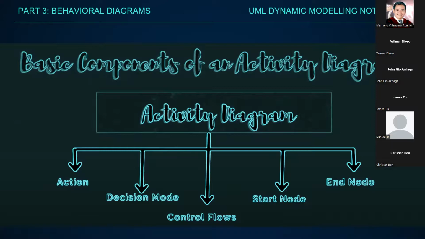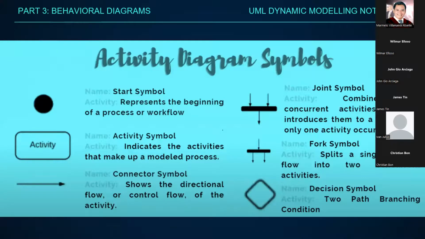So to have more discussion, let's take a look at the symbols that we usually use in an activity diagram. As you can see, these are the most common types of symbols that we usually use in UML diagrams. So ito yung start symbol. It represents the beginning of a process or workflow. The activity symbol indicates the activities that make up a modeled process. Connector symbols show the directional flow or control flow of the activity. The join symbol combines two concurrent activities and reintroduces them to a flow where only one activity occurs at a time. The fork symbol splits a single activity flow into two concurrent activities. Then the decision symbol is a two-path branching condition.